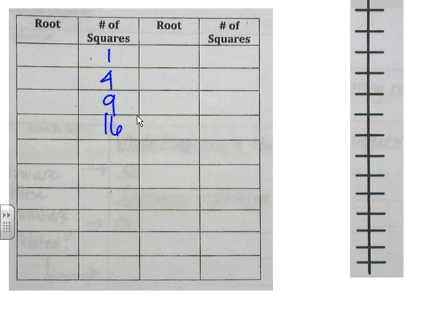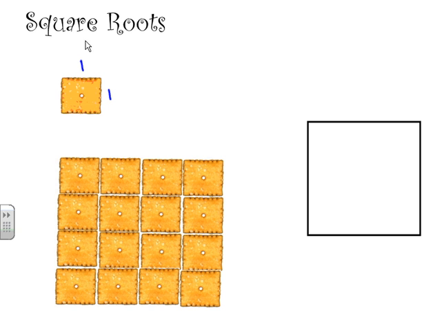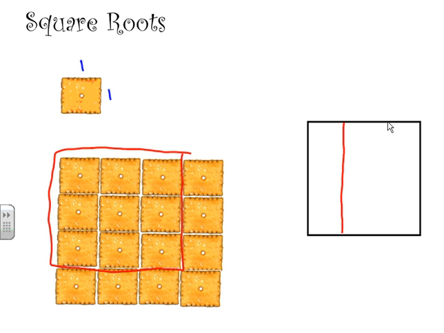Now, we're going to talk about what a root is. We know what a square is. We just talked about squares, and we've got that going. But let's talk about what a root is. So let's first take our 3 by 3 Cheez-It square here, and let's draw this in this little square here to kind of get an idea of dimensions.